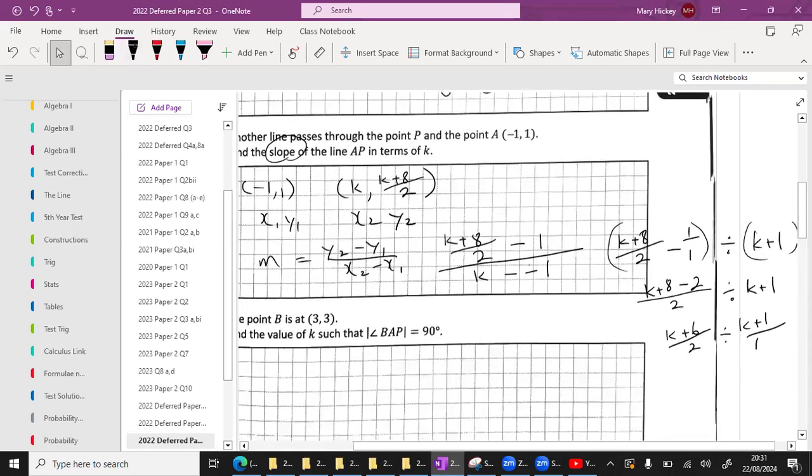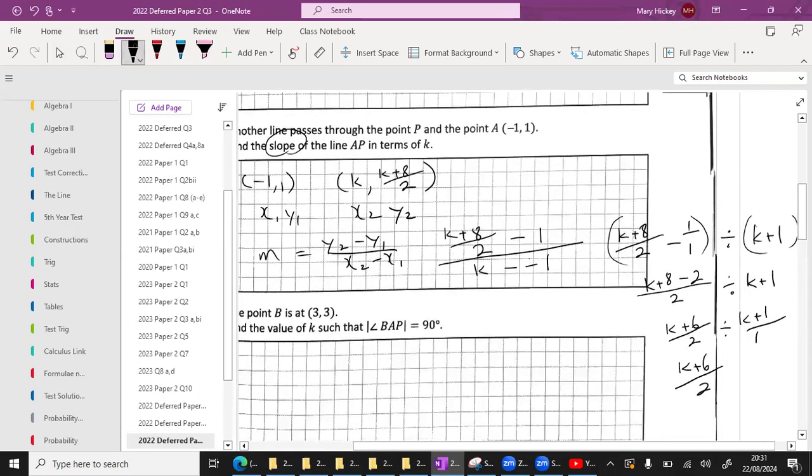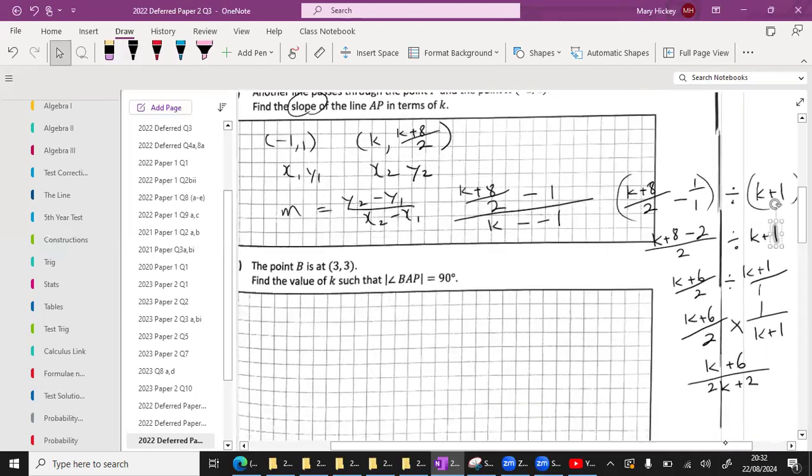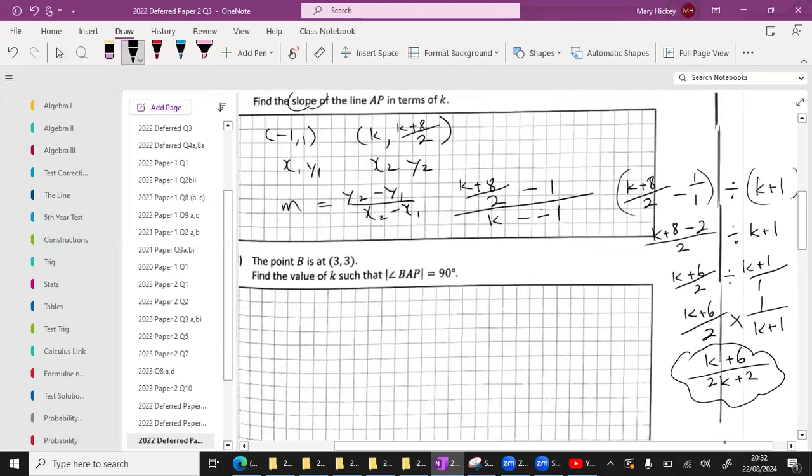Now, the reason I'm putting it over 1 is because now I want to use what I've been using since first year. How do I divide fractions? I change division to multiply and I invert the fraction that follows. So I end up with (k plus 6) all over (2k plus 2). Now I can't simplify that down any further, and don't be tempted to try and cancel the 2 into the 6 or divide the 2 into the 6. That's all I can do. So that's the slope. I know it doesn't look very pleasant, it's nice to see a slope of 2 or whatever, but we are told to write it in terms of k, so we're done.